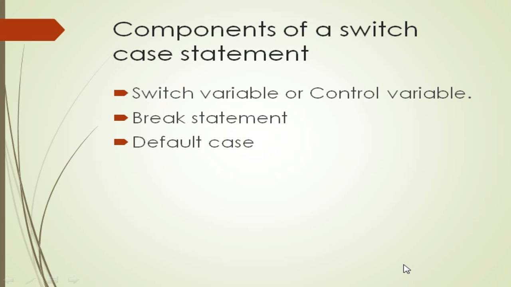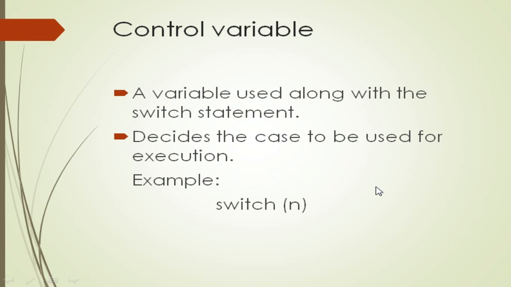We are going to see some of the components of the switch case statement. First we will see the switch variable, or you can say control variable. Then we will see the break statement, and finally the default case. So first is the control variable. A variable used along with the switch statement is called the control variable. You can see this example: the switch statement, and within parentheses the variable n. Here you call it the control variable. It decides which case is to be used for execution.